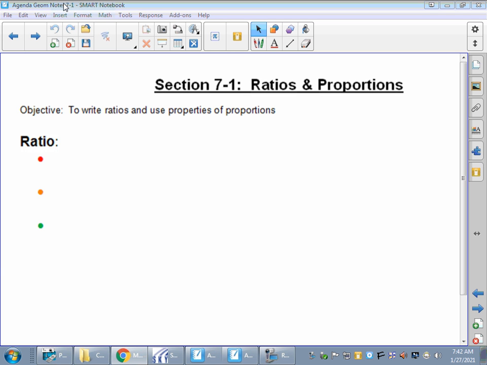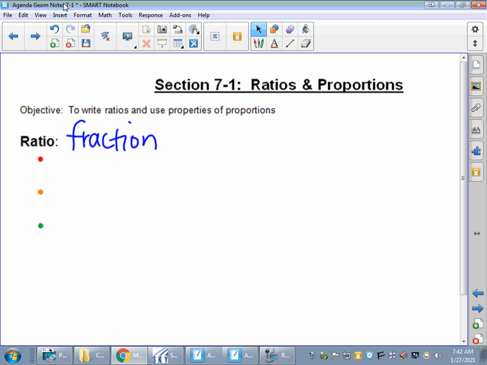So Chapter 7 is all about similarity. And in order to take care of similar figures, we need to know how to use ratios and proportions. So Section 7.1 is just a flashback to algebra, solving ratios and proportions, and maybe doing a little bit with them. So first of all, the important thing is a ratio is just a fancy word for fraction.